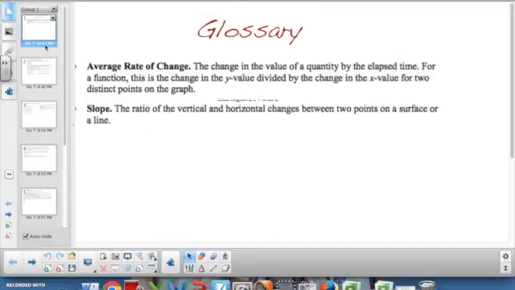Before we get into the notes, let's go ahead and pause the video and copy down these glossary terms. All right, so average rate of change is the change in value of a quantity by an amount of time. For a function, it's going to be the change in your y value divided by the change in your x value. The exact same thing is true of slope. It's the ratio, which means division, of the vertical change, which is your y value, and your horizontal change, which is your x value. So whether you're talking about slope or rate of change, it's always going to be your change in y over your change in x.